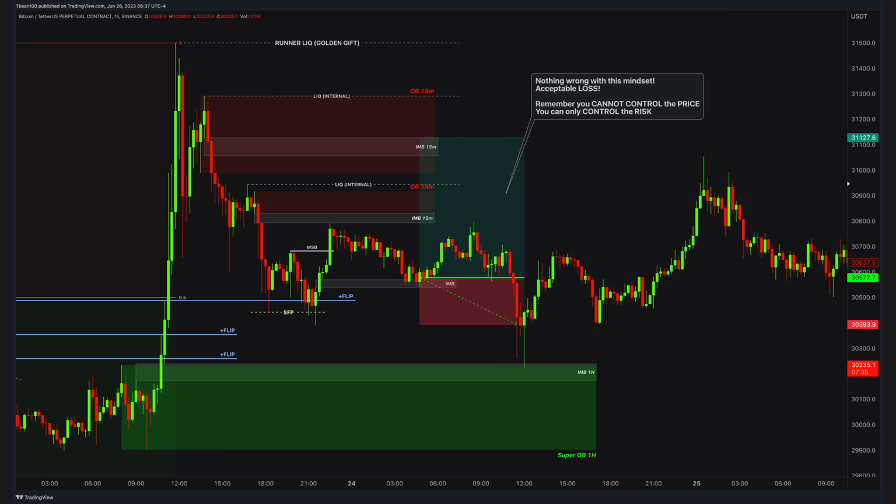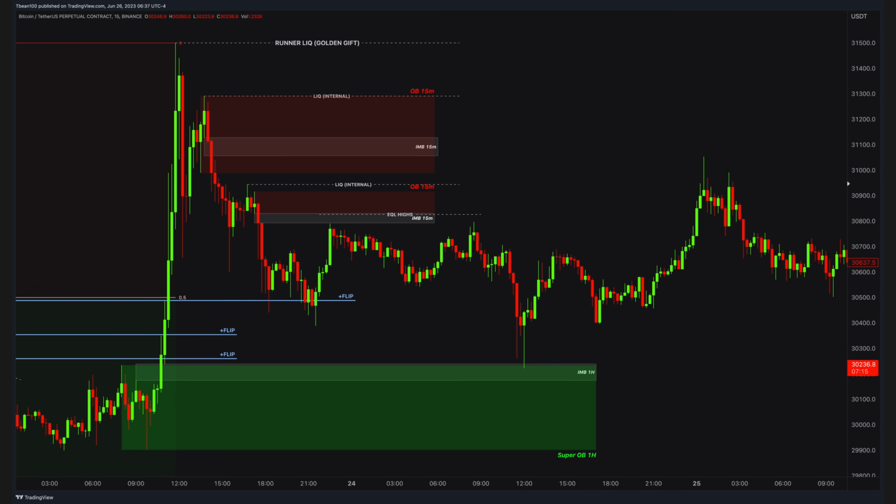People keep emailing me about why I lost a trade or why this setup did not work. Guys, you have no mistake. Nothing wrong with you. This kind of losses are acceptable losses. Remember this. You cannot control the price. You can only control your risk.